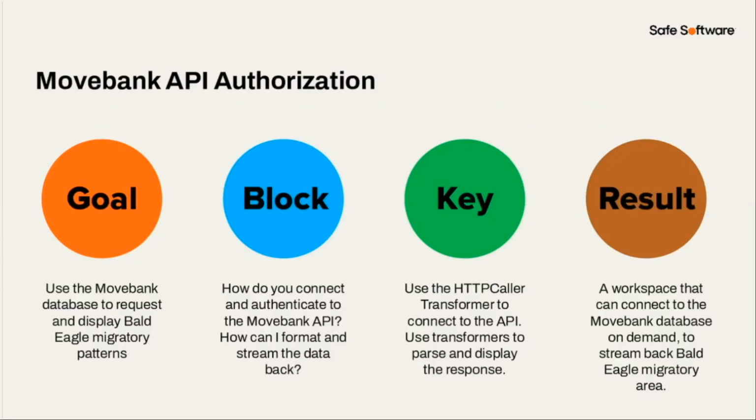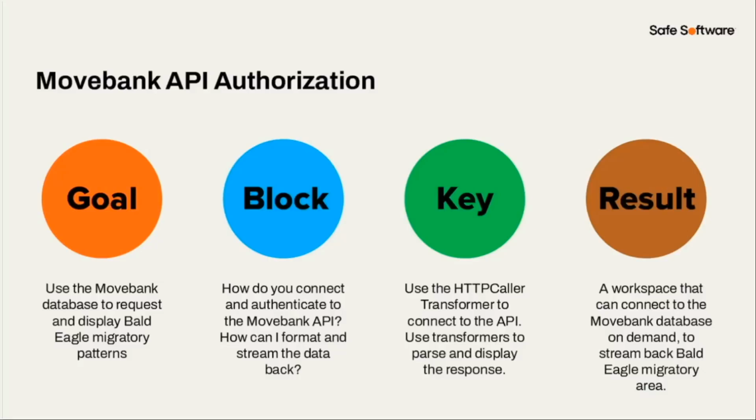Okay, so now I'm going to jump into a demo that's going to showcase a workflow that pulls data from the Movebank API on bald eagle migratory patterns and streams it back to a web map. The challenge here that we encounter is how to connect to the Movebank API with authentication and then formatting the data and streaming it back to ArcGIS Online.